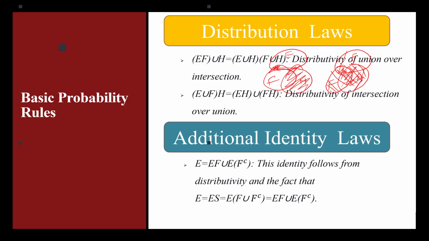Now, we already learned about that distribution law, that when you have E intersection with F union F complement, that could be expanded into the intersection of E and F, union of the intersection of E and F complement. Very good. So these are the base laws that we have for dealing with sets when it comes to mathematical derivation. Any questions so far?